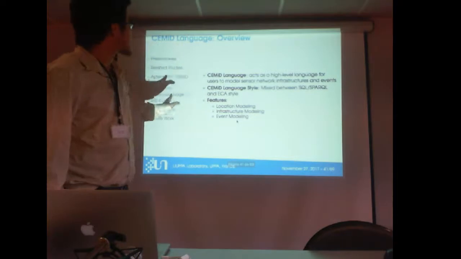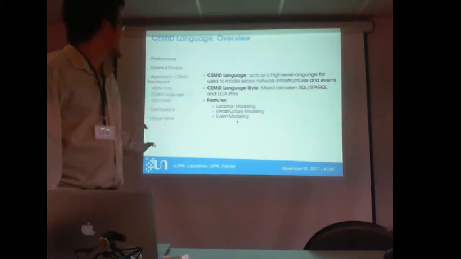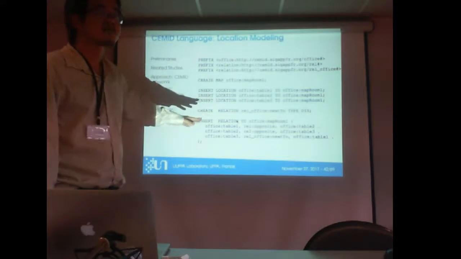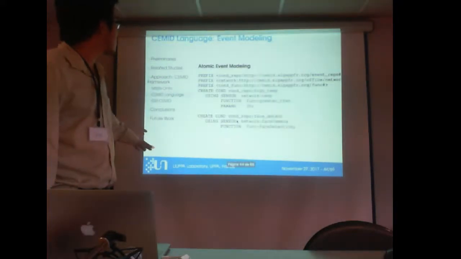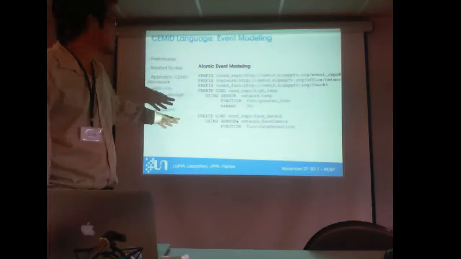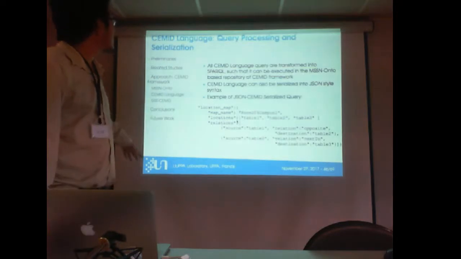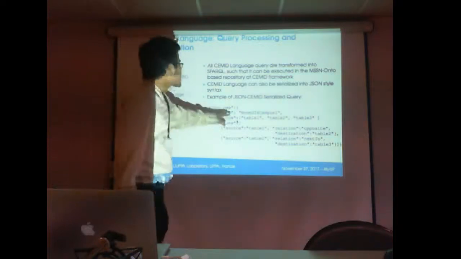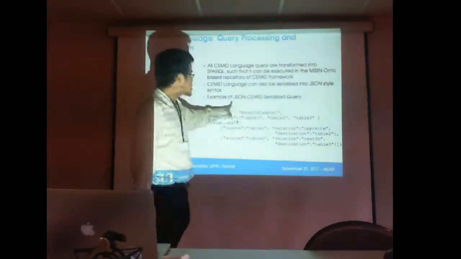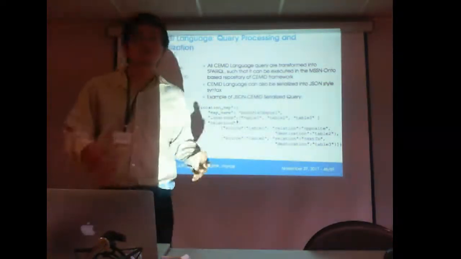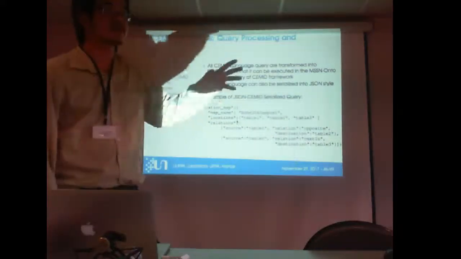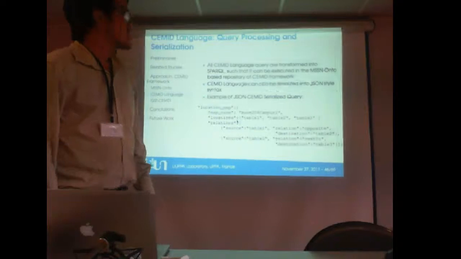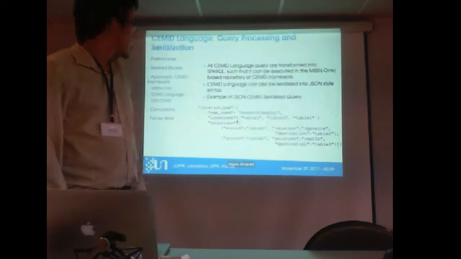So the second part of the contribution is the language itself, which allows users to define the infrastructure of the room on their own, and also define atomic events and complex events on their own. We have two serialized versions. We have one serialized version in JSON form, just in case some users prefer to use it with web semantics, so it's just a matter of API. Is it JSON-LD or JSON?